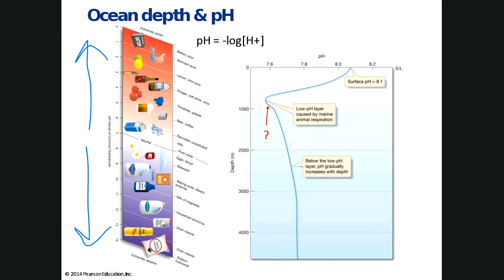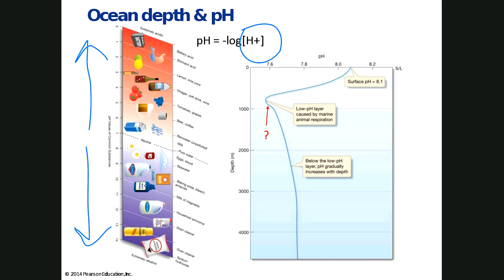But all of this is tied to the concentration of something in the water. These things are hydrogen ions or protons. Again, with this formula, you're basically measuring the concentration of protons. More protons means the water is going to be more acidic. Very few protons means the water is going to be basic.